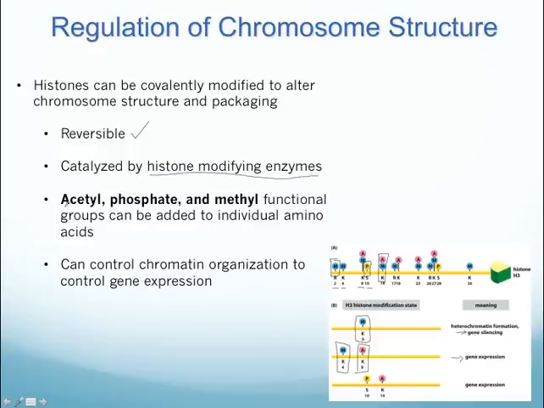And like we talked about, the main functional groups that are used are acetyl groups, phosphate groups, and methyl groups. And they are covalently added to amino acid side chains. And this ultimately will control chromatin organization and regulates gene expression. So you can turn a gene on, you can make a protein by doing something to histone H3, and then if you reverse it, you can actually turn that gene off and stop making that protein.